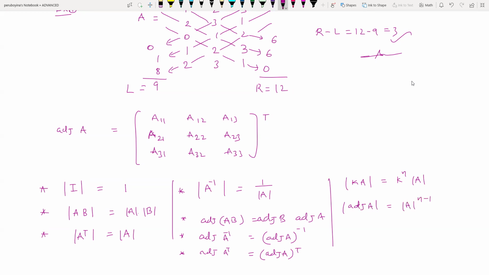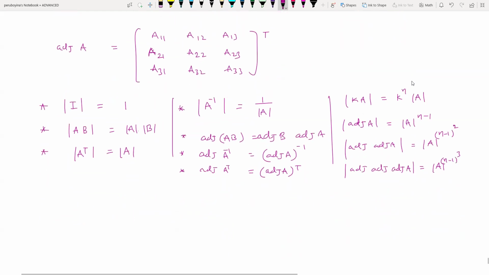You can copy all these formulas and learn them. And if you take the adjoint of adjoint A under determinant, it will be det A power N minus 1 whole square. And if 3 adjoints are there, then you can write det A power N minus 1 whole cube. How does it look? Determinant of adjoint of adjoint of adjoint of A will be equal to det A power N minus 1 whole cube. So these are the main properties we use in solving MCQ type problems.